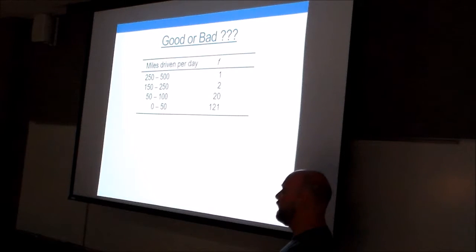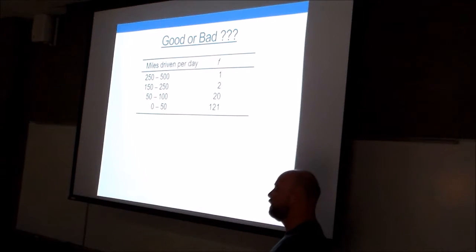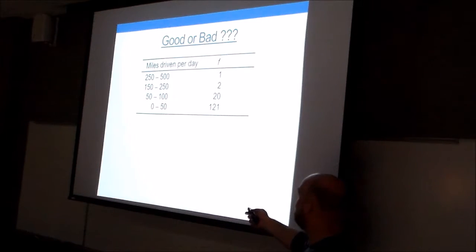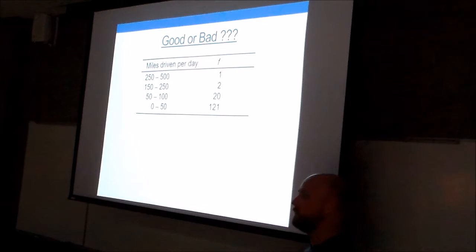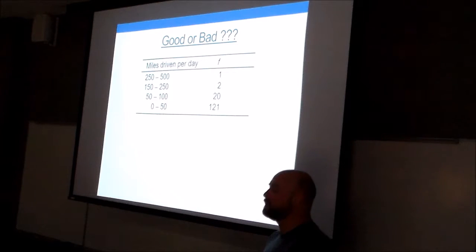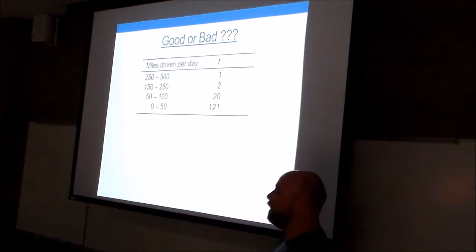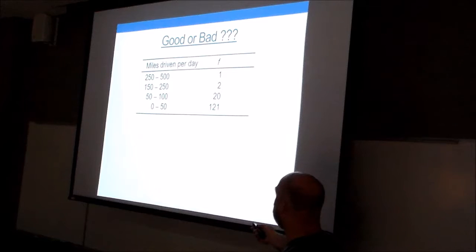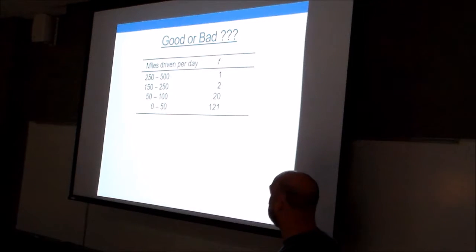What else is problematic with this? Yeah. They're not the same size. They're not the same size, right? So this is 50, this is 50, that's 100, that's 250. That's not good. What else? That if you're driving 50 miles, you can fit into 2. Right, we don't have mutually exclusive bins here, right? So if someone drives 50 miles a day, I don't know where they go.